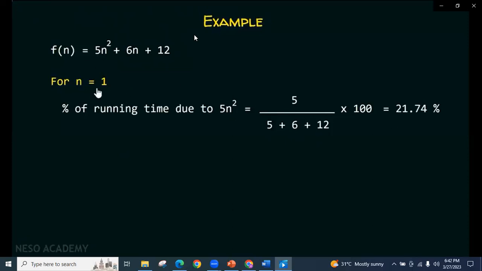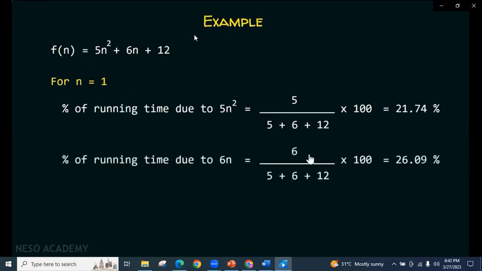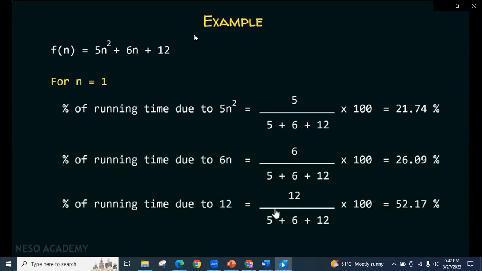Obviously, this we are calculating for n equal to 1. Let's see what is the percentage of running time due to 6n. It is 6 divided by 5 plus 6 plus 12, into 100, which is 26.09%. So 6n is contributing higher than 5n². Now the percentage of running time due to 12 is 12 divided by 5 plus 6 plus 12, into 100, which is 52.17%. It seems like most of the time is consumed here. But wait, we have to see the growth rate. We cannot say right now that the maximum amount of time is taken by this 12. Let's see for the other input values as well.